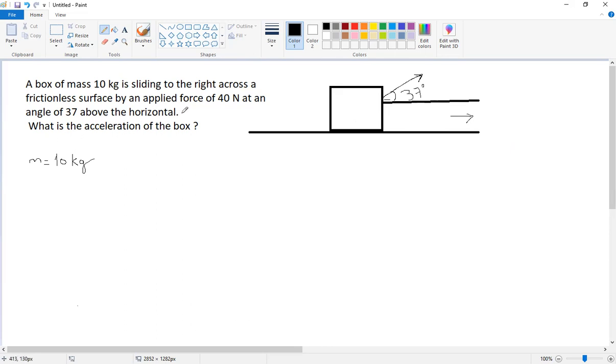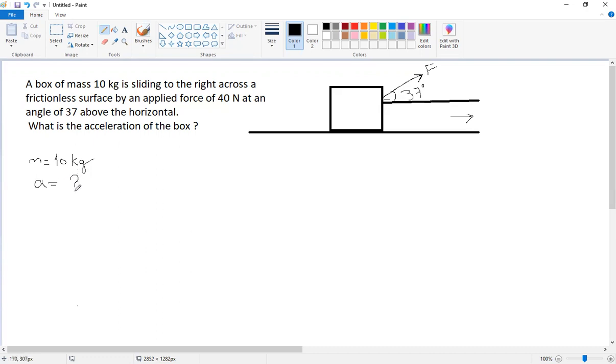What does this mean? This applied force, so there's a force exerted on this box that's trying to pull this box at this angle, 37 degrees with the horizontal. This is the horizontal. And so this force, which let me call F, makes 37 degrees with the horizontal. What is the acceleration of the box? So we need to find a, the acceleration.